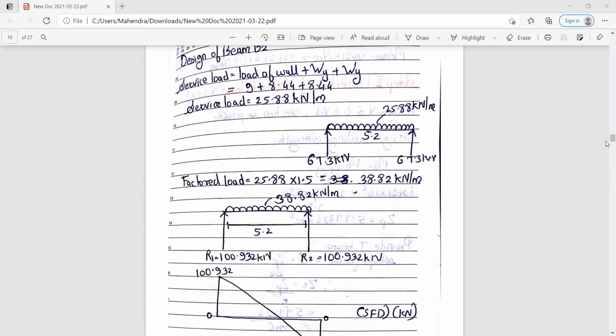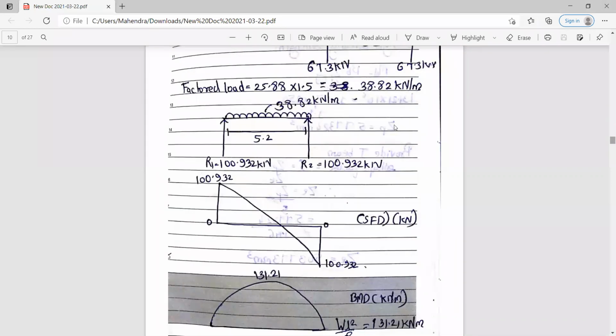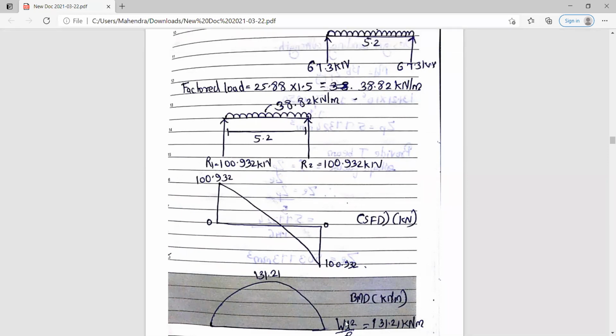तो ये रिएक्शंस कैलकुलेट करने के बाद में आपको ये पर्टिकुलर बीम के लिए यू नीड टू कैलकुलेट SFD एंड BMD. So first of all, you have to calculate shear force diagram. So this will be your shear force diagram for this beam. And bending moment के लिए the moment at the ends will be 0, but maximum bending moment will be WL square by 8. So just substitute the value of W. W is 38.82. L is 5.2. So 5.2 square by 8. तो मैक्सिमम बेंडिंग मोमेंट आपको मिलता है 131.21 किलो न्यूटन मीटर. So just calculate SFD and BMD for this particular beam.